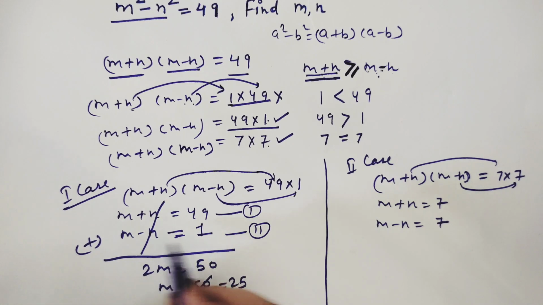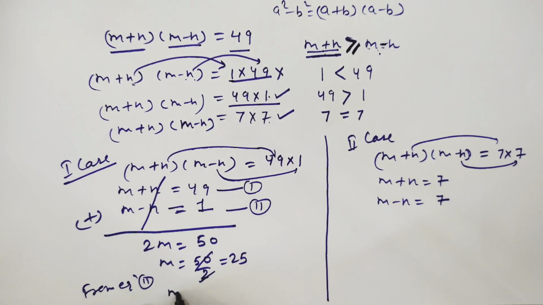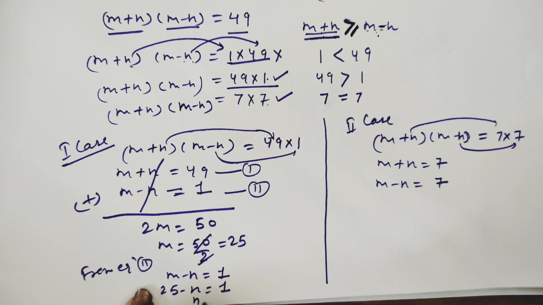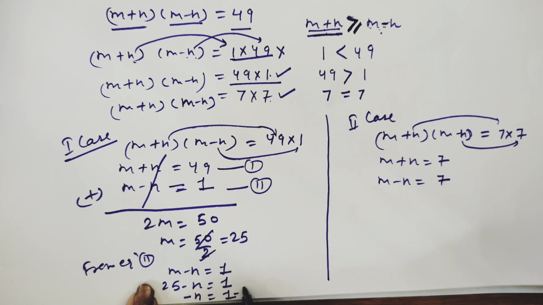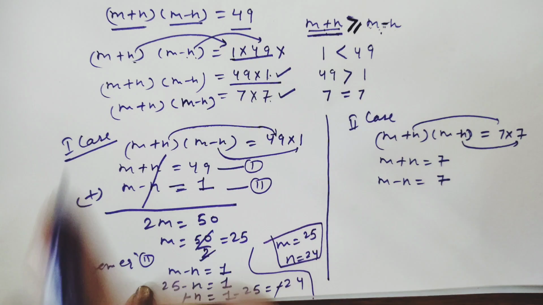Now we will put this m value in any equation. We are choosing equation number 2, which is m minus n equals 1. Putting the value of m, we get 25 minus n equals 1, so minus n equals 1 minus 25, which is minus 24. The minus and minus cancel out, so the n value is 24, and the m value is 25. These are the two values for case 1.